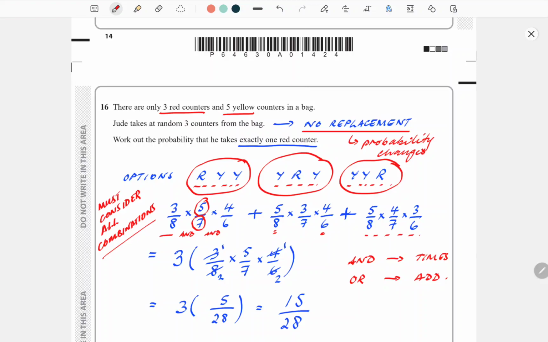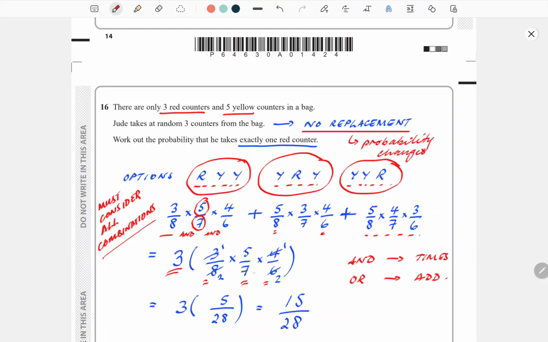Now look at this. If you notice, all 3 combinations have the same denominators, 8, 7, and 6. Okay, that's where these come from. And indeed, the numbers on top, because they're multiplying, it's always some form of 3 times 4 times 5 arranged in different orders. So what we actually have is 3 times the same probability combination. All right. So for example, 3/8 times 5/7 times 4/6.